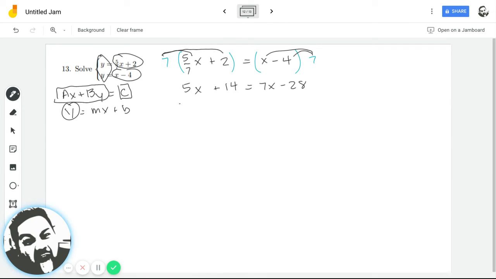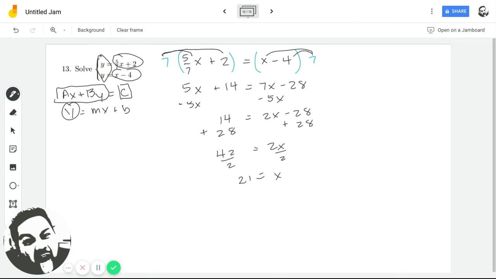Solving the problem here, I'm going to take the 5x from both sides of the equation, and we get 14 is equal to 2x minus 28. Adding the 28 to both sides, we get 2x is equal to 42. Dividing by 2, the result is 21 is what x is. Right? Now, a lot of people are like, yeah, I solved the problem. Don't forget, you got to solve the system. Right? You're not just solving any single variable equation.